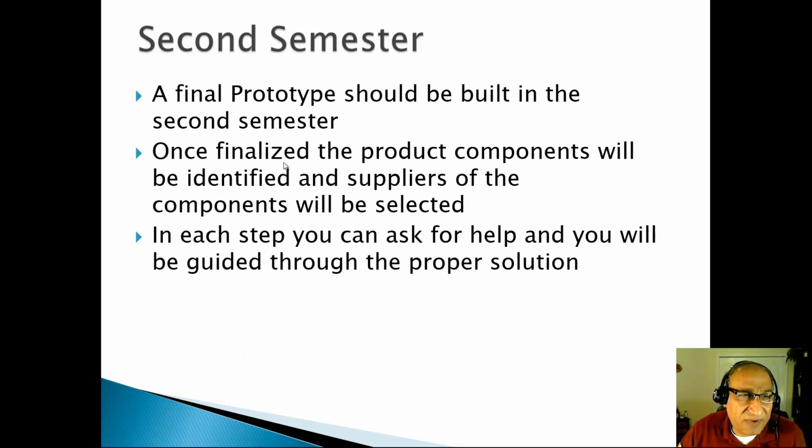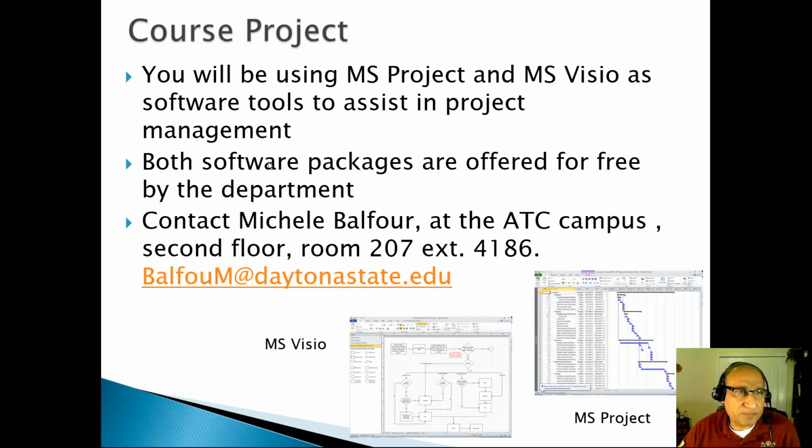In the second semester, a final prototype should be built based on the feedback from the first semester and based on the testing results of the initial prototype. Once the prototype is finalized, the product components will be identified and suppliers of those components will be selected. And again, this is the second semester. In each step, you can ask for help. You will be guided to the proper available resources or the proper solution.